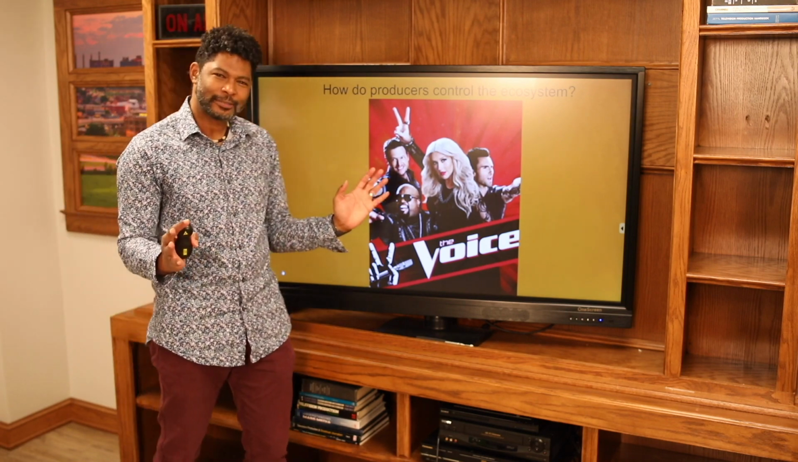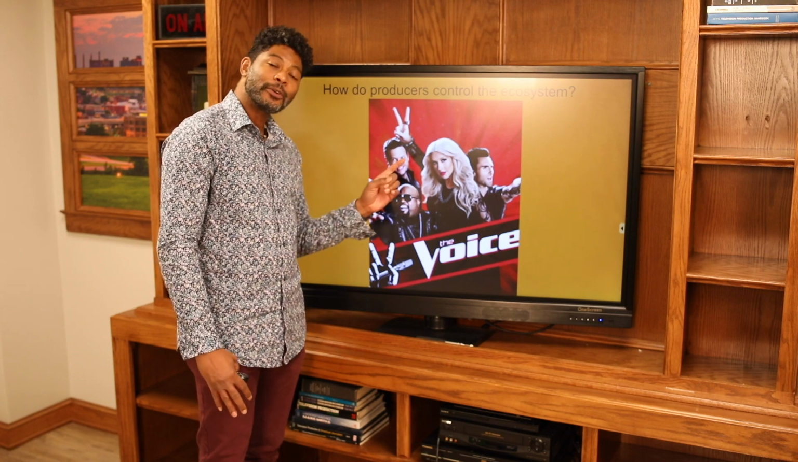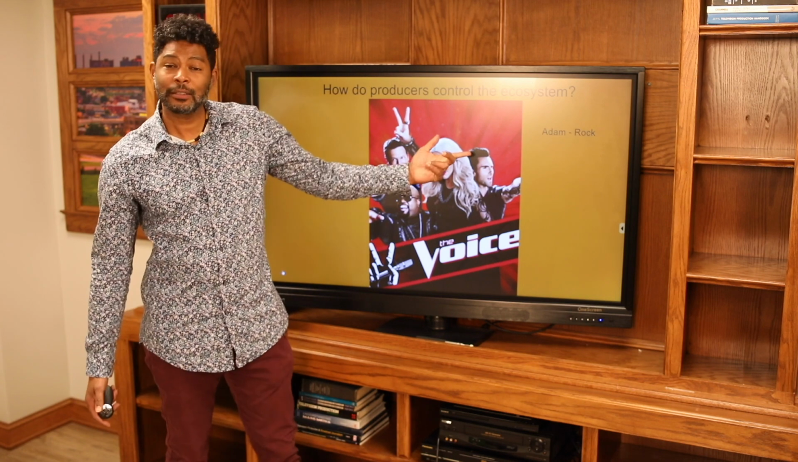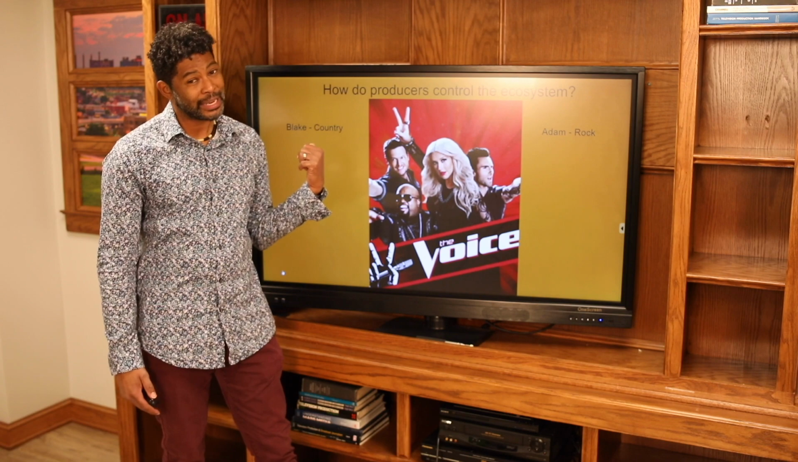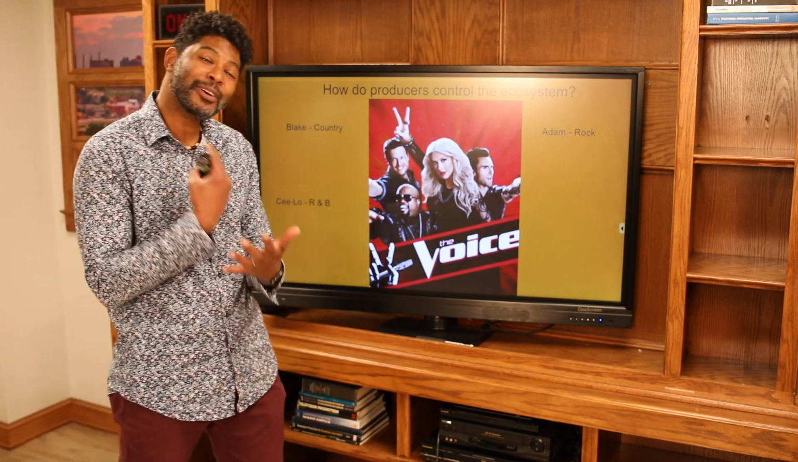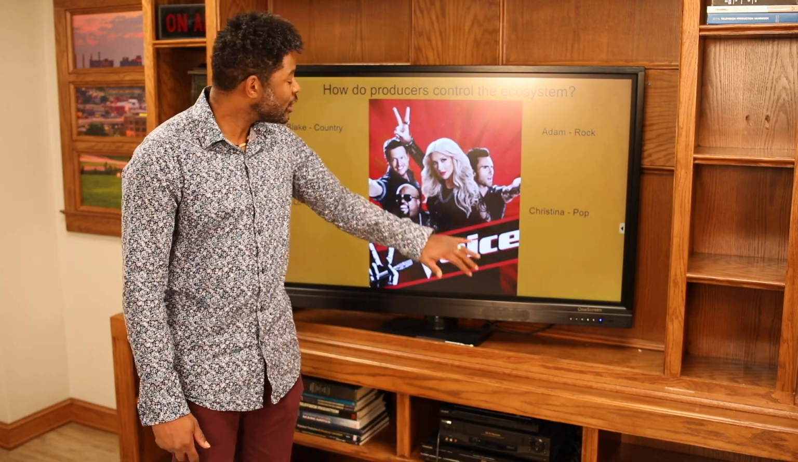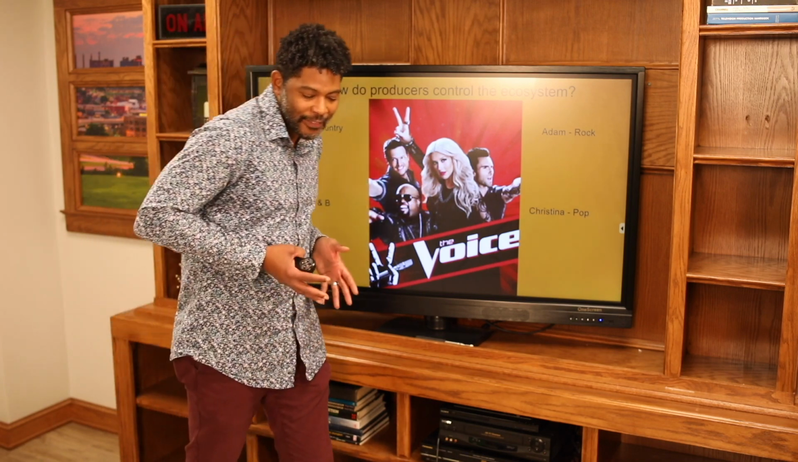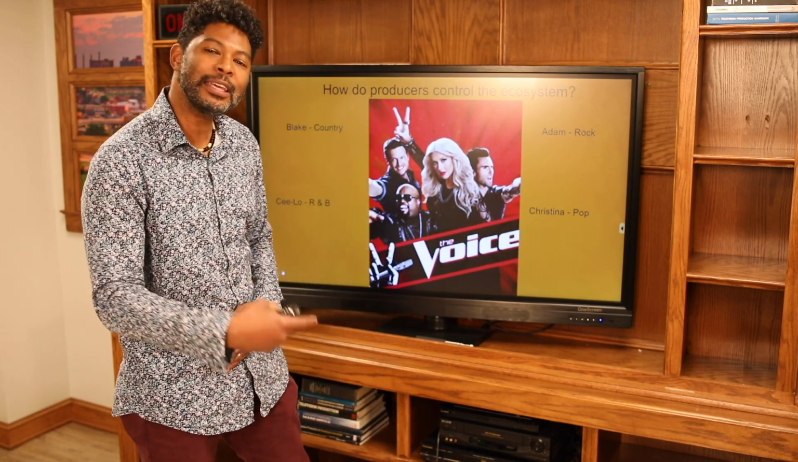Everybody should. The Voice. When it first came out, each of these characters or each of these folks served a different purpose. Here's what I mean. If you want to do rock, go to Adam. If you wanted to do country, gotta be on Team Blake. If you want to do R&B, CeeLo is your person. And if you're trying to get that pop in your life, bam, Christina Aguilera. Just like these stars or these artists kind of guided the folks in the show, producers guide their ecosystem.